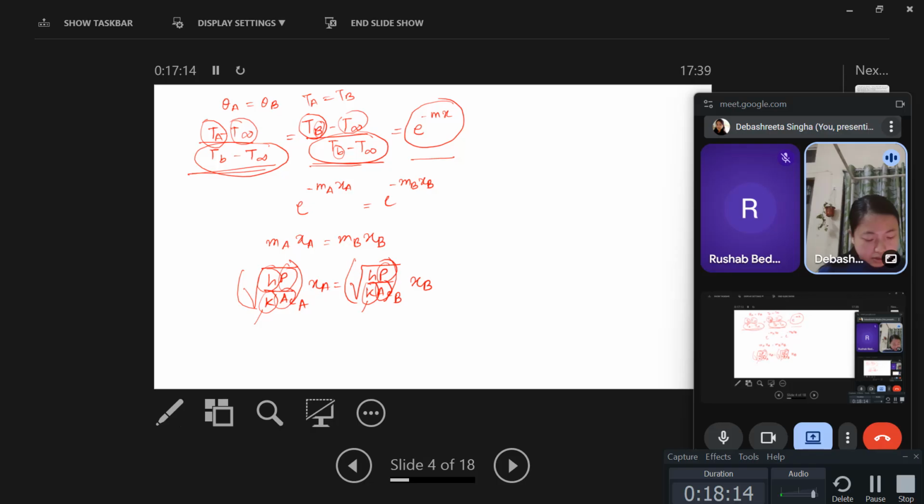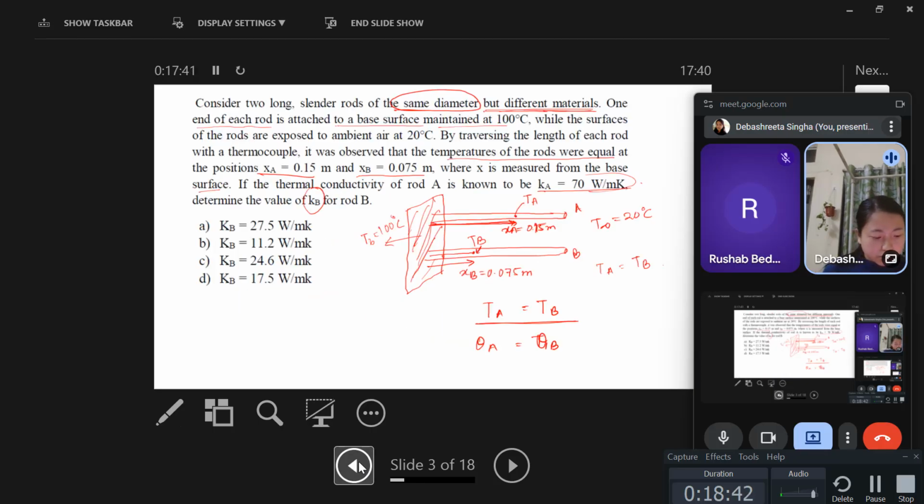So we can write it as K is below, right? So Ka to the power minus half times xa is equal to Kb to the power minus half times xb. So what is given here? Ka is given, right? So you can solve the question. Can you just quickly tell me which one is the answer? Ka is given as 70 watt per meter Kelvin.